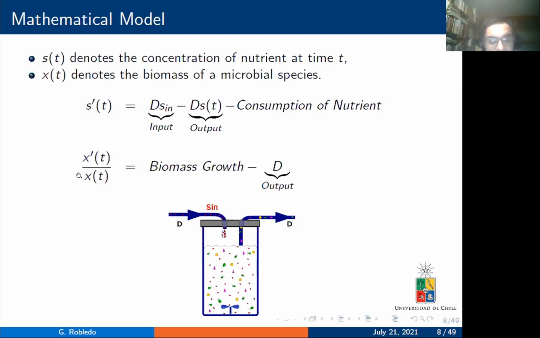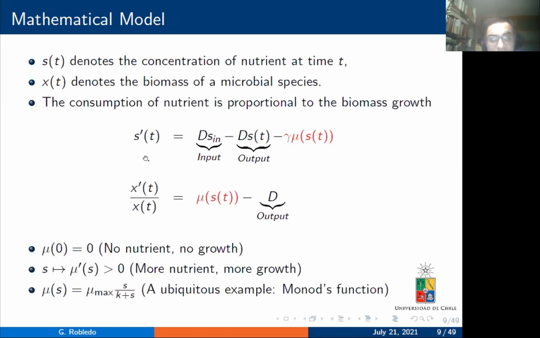The second equation is the per capita growth of the microbial biomass, and this term describes the output of microbial biomass. We have to describe two processes: the consumption of nutrient by the microbial biomass and the growth of the microbial biomass. In this framework, we will assume the following fact: that the consumption of nutrient is proportional to the biomass growth. We can see that this term describes the consumption of nutrient, which is almost similar to the growth of biomass. The unique difference is this constant of proportionality.